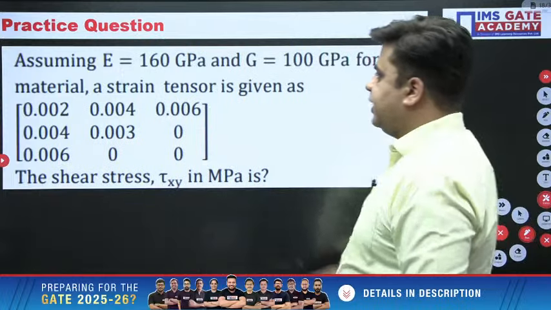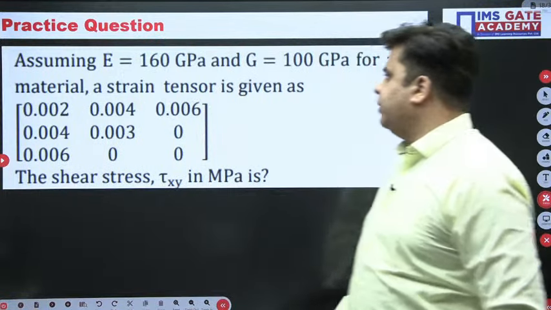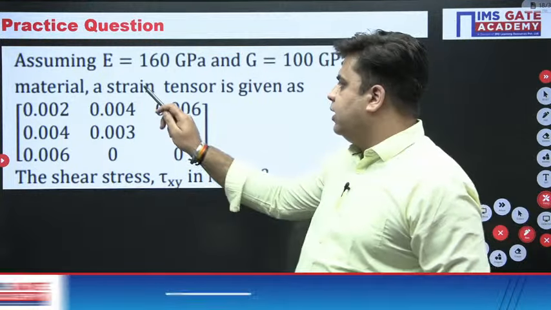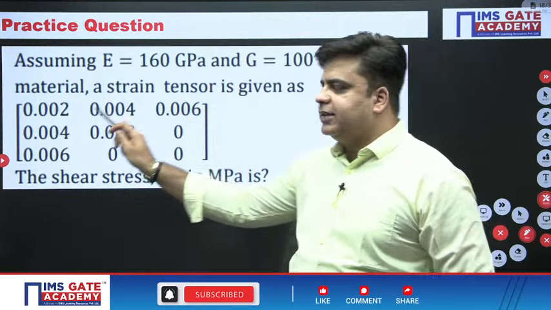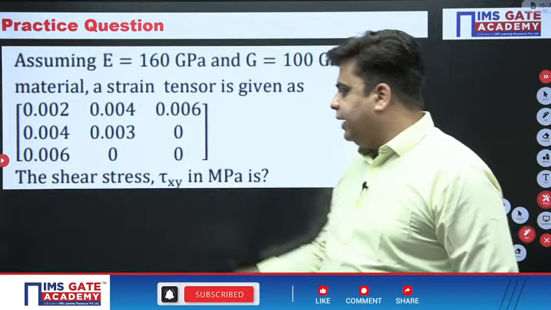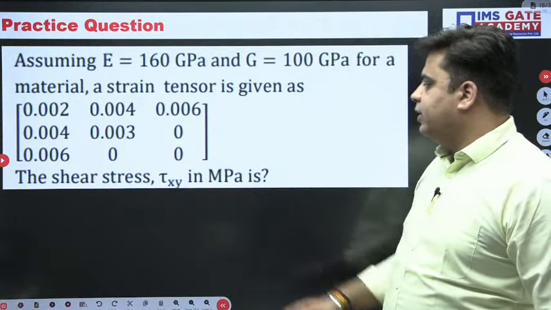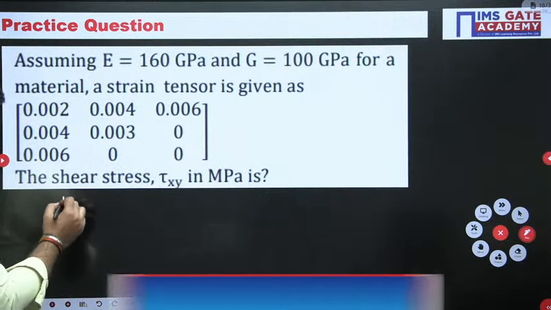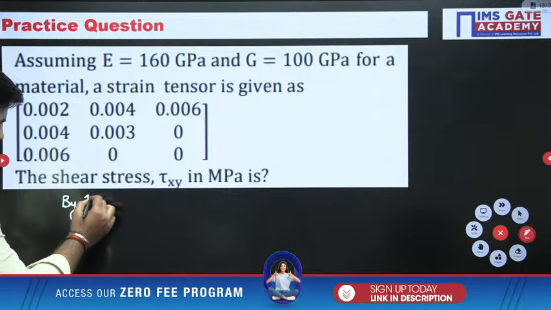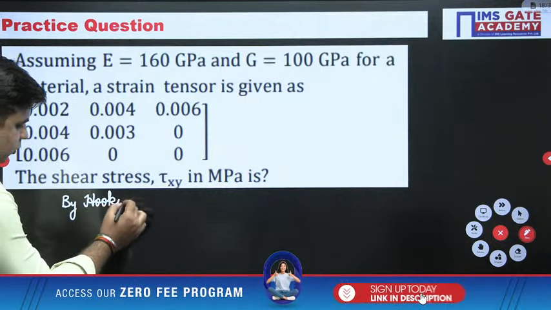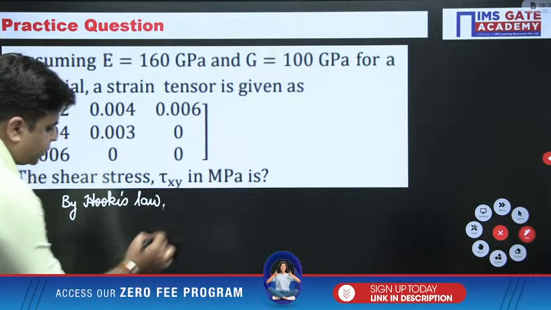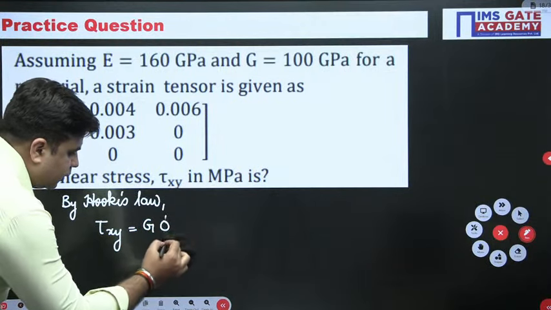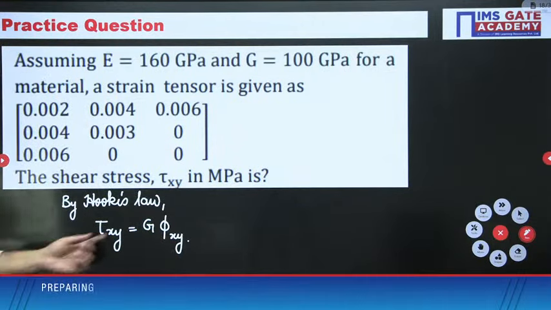So the question says that assuming E is equal to 160 gigapascal and G is equal to 100 gigapascal for a material, a strain tensor is given as this. The value of shear stress tau xy in megapascal is? For calculating tau xy, by Hooke's law you can write shear stress tau xy is equal to G into phi xy.